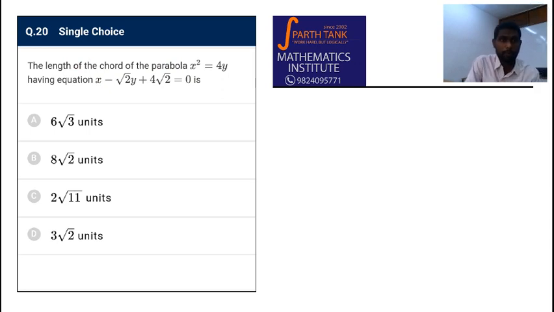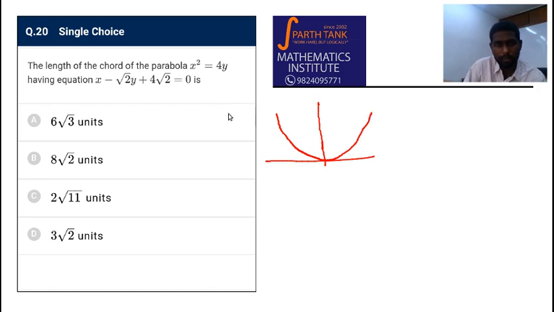The length of the chord of the parabola x squared is equal to 4y, having equation x minus root 2 y plus 4 root 2 is equal to 0, is. Now this parabola is very simple, it passes through the origin and it opens upward, and there is some chord x minus root 2 y plus 4 root 2. We have to find the points of intersection, and then you can find the distance. Very simple problem.